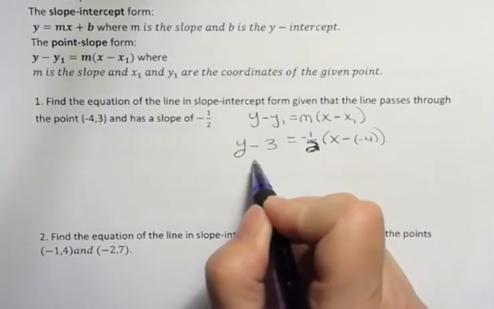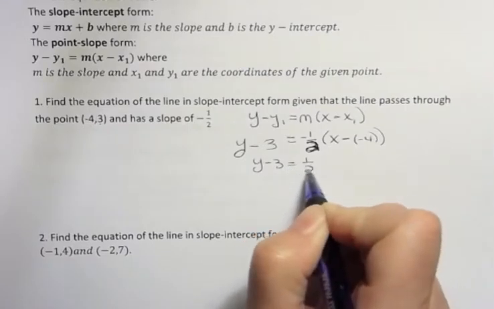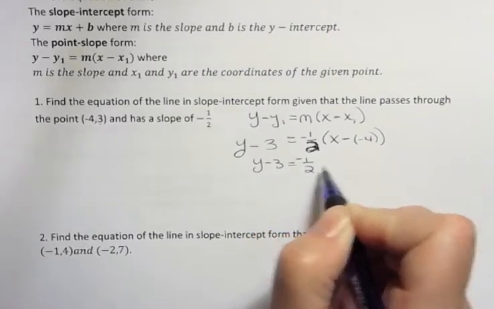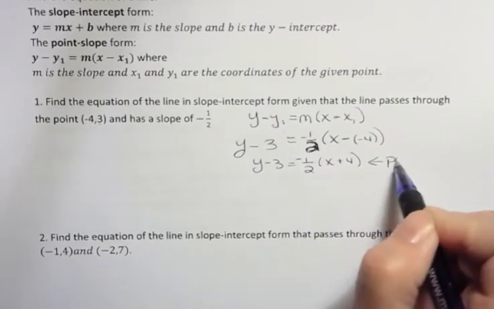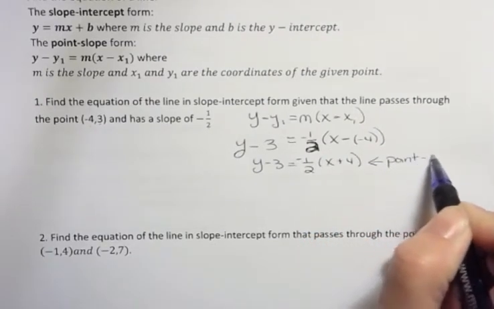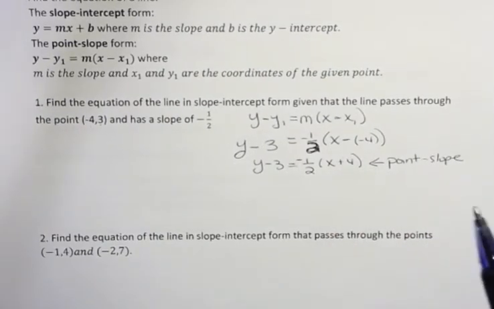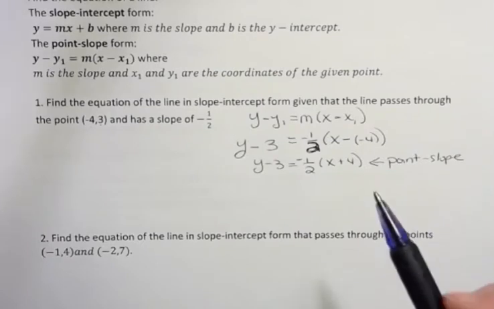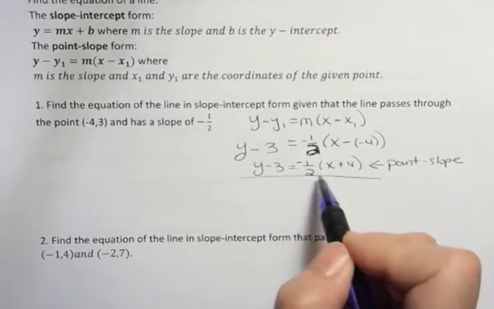So I'm going to clean this up a little bit. y minus 3 equals negative 1/2 times x plus 4. That would be the point-slope form. If I was asked that, that's the point-slope form. I don't put minus minus in a point-slope form, but I don't simplify it any more than that. Now I'm going to keep going. That was point-slope. Now I'm going to do this.